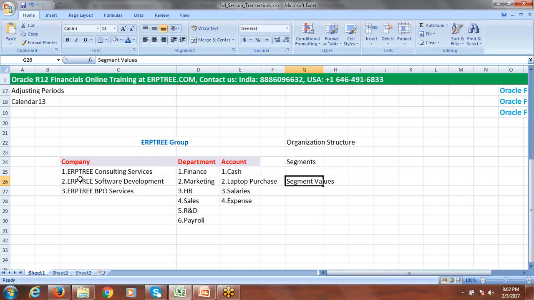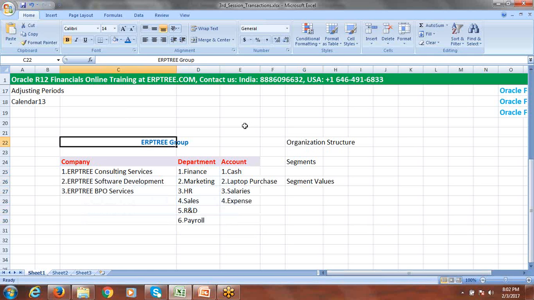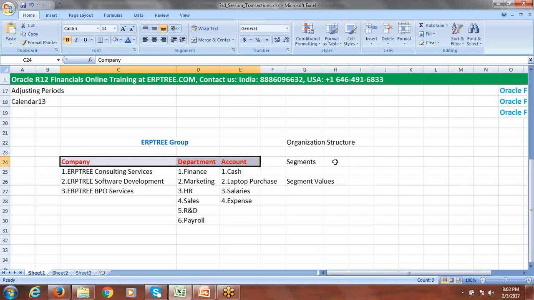Okay, if you want to maintain this information in the system, first you have to give the organization structure. The titles only we are calling as segments. We have to create segments. Then finally we can maintain the segment values. Directly you cannot go and maintain.